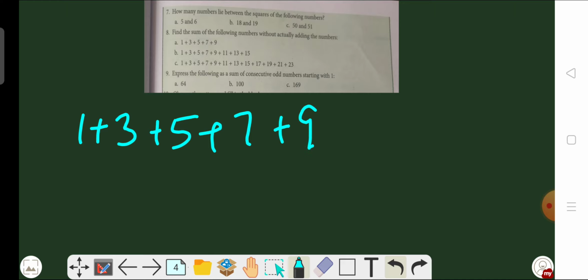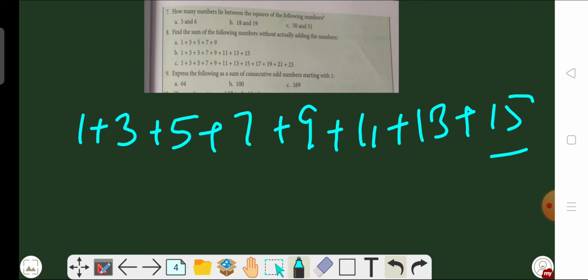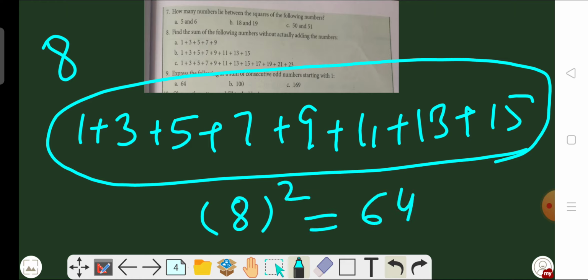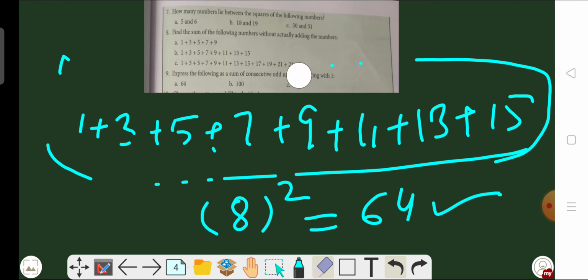1, 2, 3, 4, 5, 6, 7 and 8. How many odd numbers are given? 8. So the sum is equal to the square of 8. So the sum of B part is 64. This is the solution. In the same manner, try to do the C part, beta. Okay. So this is the solution of your 8th question.